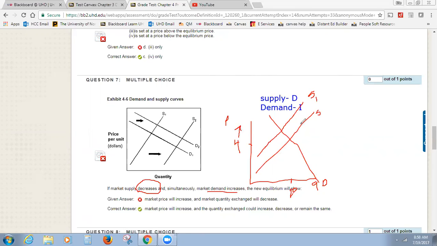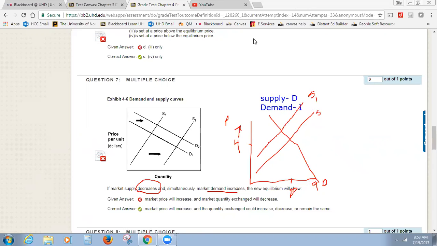Did supply just shift back a little bit, or did supply shift back a lot? Did demand just increase a little bit, or did it increase a lot? If I show demand shifting way out here, my new equilibrium is right here, and I can see that the price is definitely going to increase. Because demand shifted out way more than supply decreased, I'm going to get this huge change in quantity.